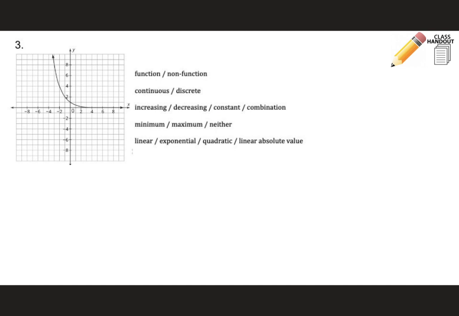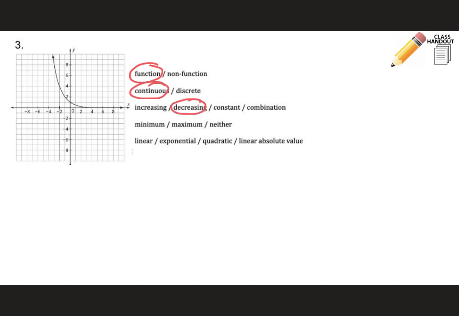All right, number 3, this is a function, passes the vertical line test. We draw a bunch of vertical lines. It's never going to hit my quadratic more than once. This is a continuous graph. There are no breaks. Going from left to right, if this were a roller coaster, we would be going down. So this is a decreasing function.